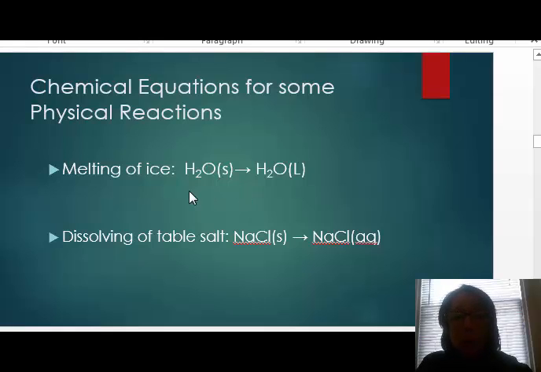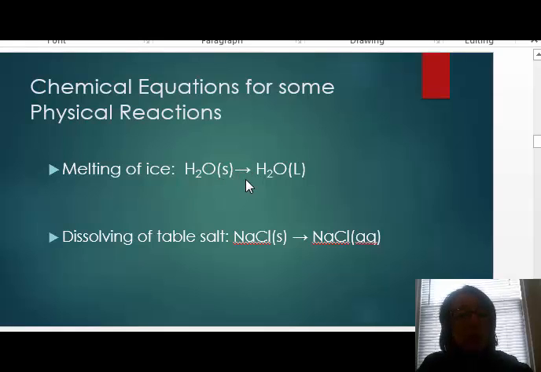If we look at the chemical equation, which represents the melting of ice, we see capital H2 capital O, which is the chemical formula for water, and in parentheses the letter S, which stands for solid. Chemists use the common word ice for solid water.